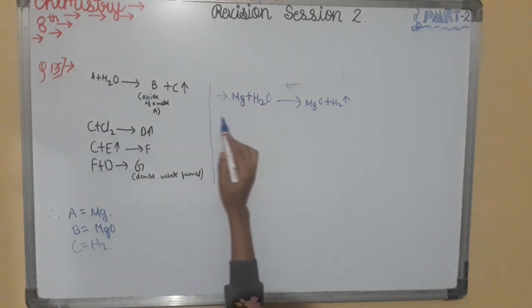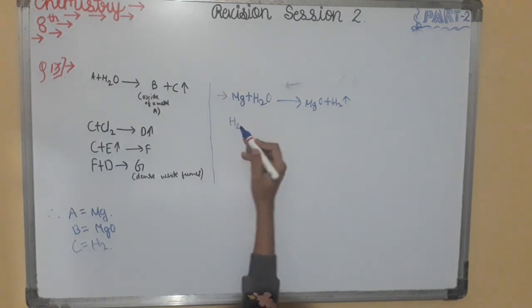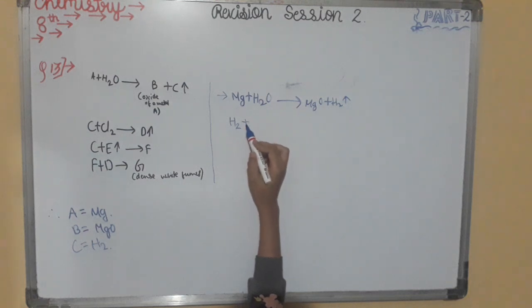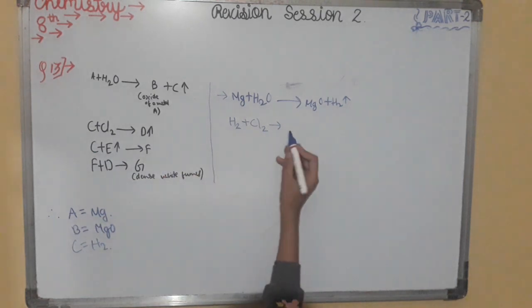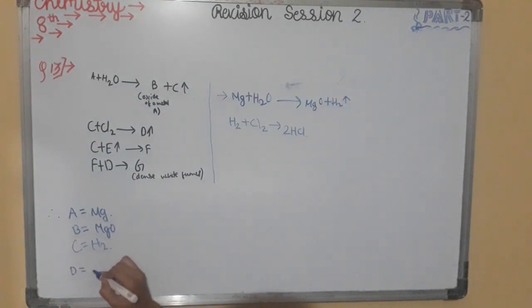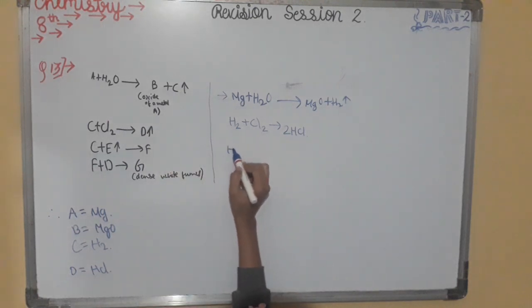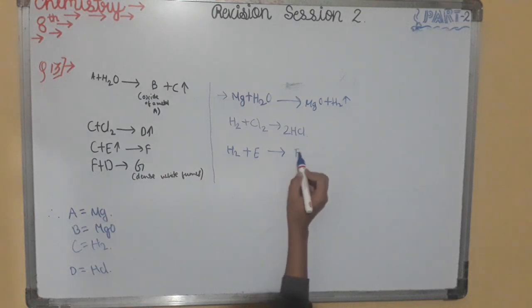C plus Cl2 gives D. C is H2 plus Cl2 gives 2HCl, by balancing it. Normally the value of D will be HCl. Now moving towards the next equation, C is H2 plus E, which we don't know, gives F. F also we don't know.